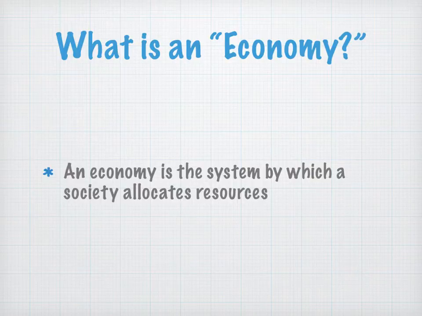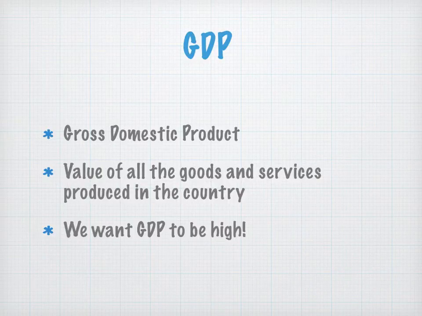Every society has resources: natural resources like land, human resources, people and labor, and financial resources. We take those resources or inputs and transform them into an output. The output should have value and be something that people or other nations might want to purchase. That output is called gross domestic product. Gross domestic product, or GDP, is the value of all the goods and services produced in the country.